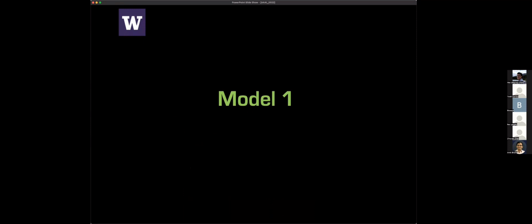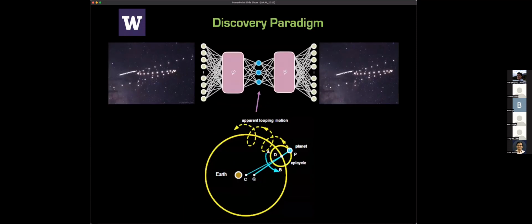Now, the first model I want to talk about here is the Ptolemaic model. So think about it this way. I want to take data. The data is the observation of the night sky. It is pixel space. It's a picture of the night sky, and it's different snapshots of the night sky. And that is my input.